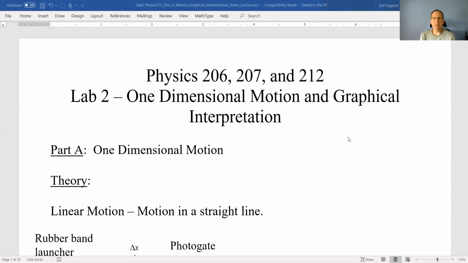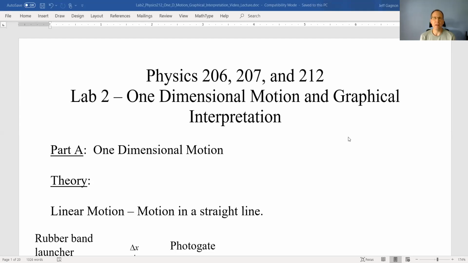So this is Lab 2, which is going to deal with one-dimensional motion. Basically, it'll be the motion of a cart on an air track, and it will be undergoing constant velocity motion and constant accelerated motion. And then the second part of the lab is going to be graphical interpretation. So I've created these sort of idealized graphs that I want you to analyze, and we'll do some practice graphs so you can see how to do that.